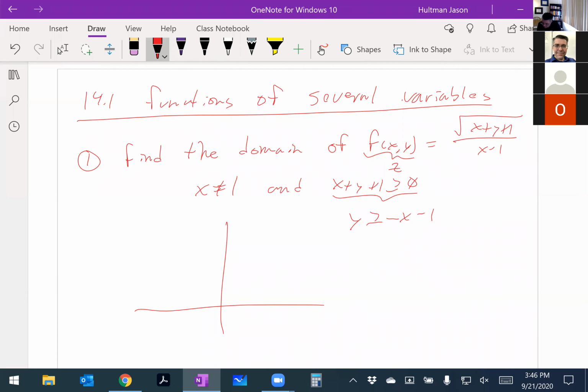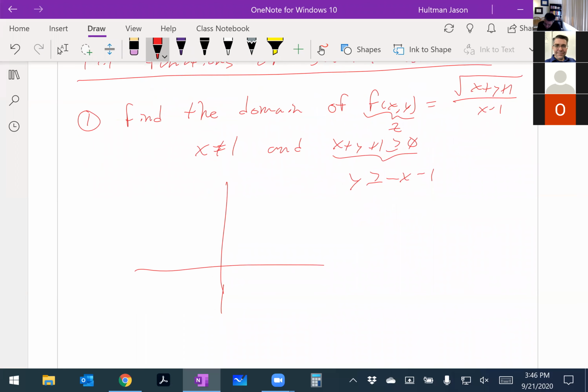Okay, so this one is going to have a y-intercept of -1, and it has a slope of -1. So we get this nice line here. There we go. Okay, so we've got a line, and we want everything except for, well, we'll get to that. We want everything that's bigger than this line.